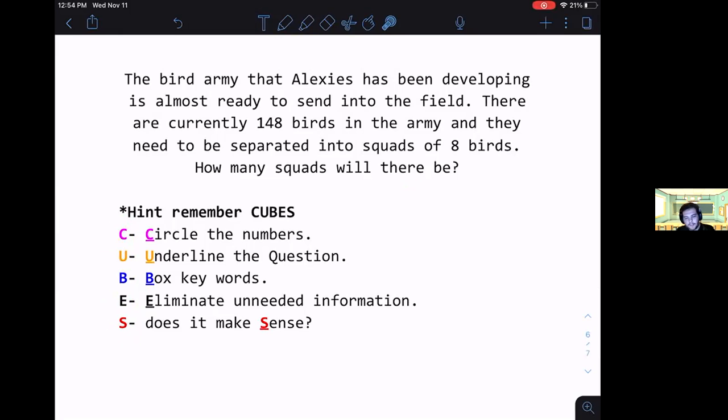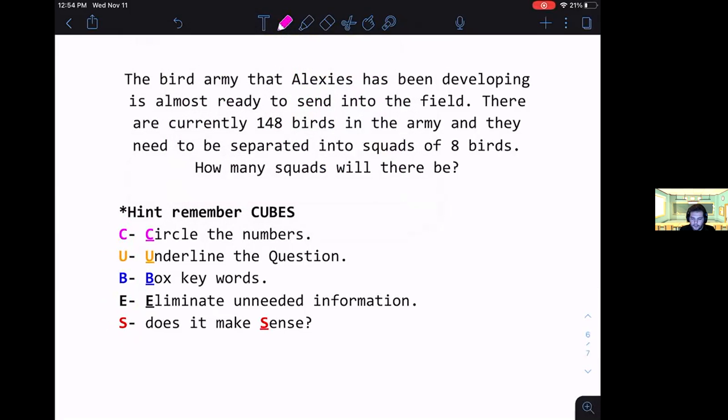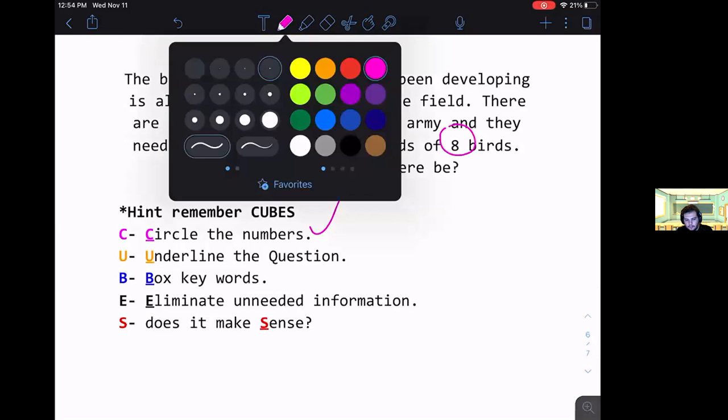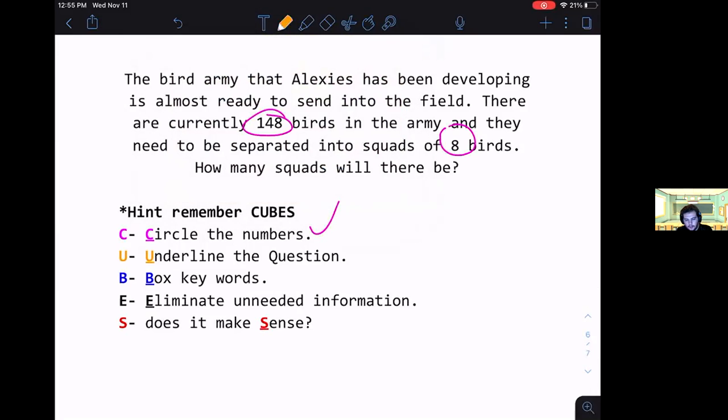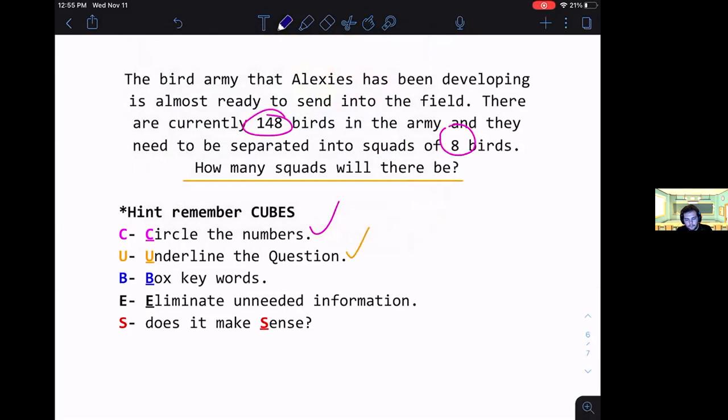Okay, start with the cubes. See, we did pink. Circle the numbers. We have number 148 and we have number 8 right there. Put a check mark there because we just did that step. Now for the U, underline the question. There's only one question mark in the sentence. How many squads will there be? Beautiful. Next is box the keywords.